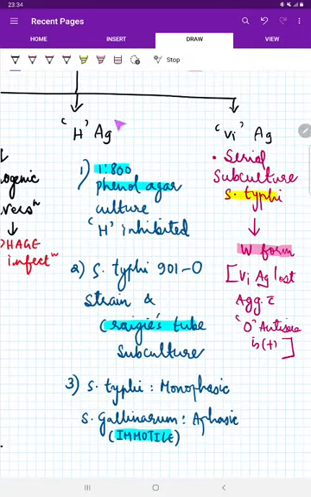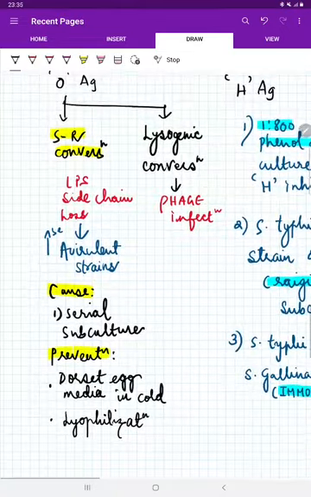So you need to remember, H antigen: on 1 in 800 phenol agar, H is inhibited. On a Craigie tube, we can get the motile strains. Salmonella typhi is monophasic, but Salmonella gallinarum is aphasic. Aphasic means it doesn't have the H antigen. It means it is immotile. So of all Salmonella, Salmonella gallinarum is immotile.